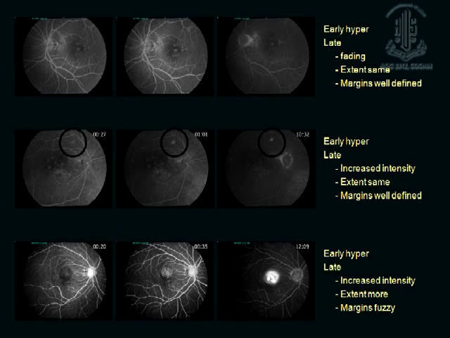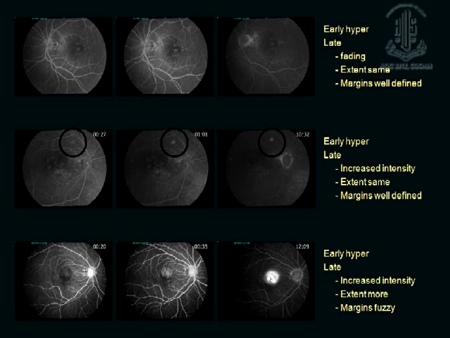If you have an early hyperfluorescent lesion, if it increases in the mid and fades in the later phase, and the margins remain the same, this tells you that this is likely to be a transmission defect or a window defect. If it is a hyperfluorescent lesion whose intensity goes on increasing, margins remain well defined, and extent also remains the same, this is likely to be a pigment epithelial detachment.